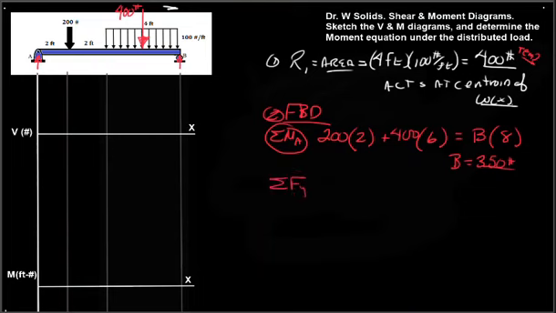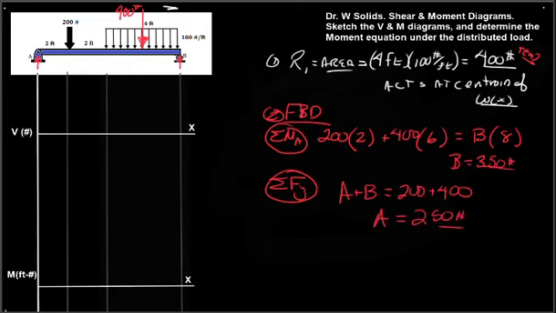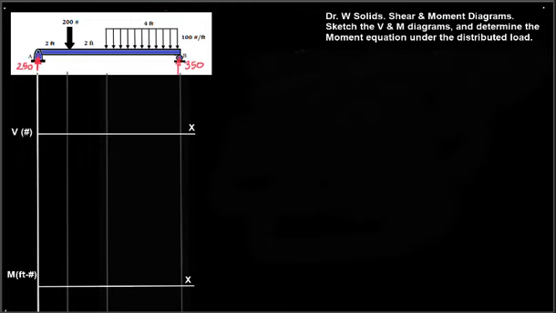And if we sum the forces in the y direction, we find that A plus B acting up has to equal 200 plus 400 acting down, and A will be 250 pounds. So we have 250 here and 350 over here. And with that, we're ready to draw our V and M diagrams.